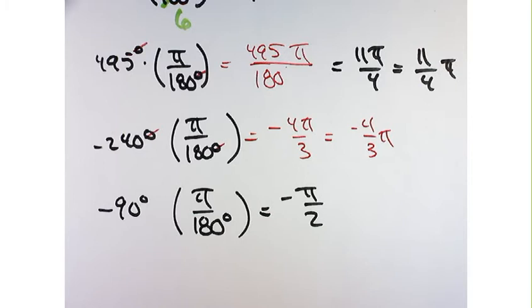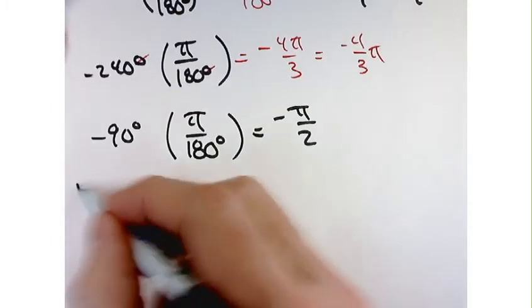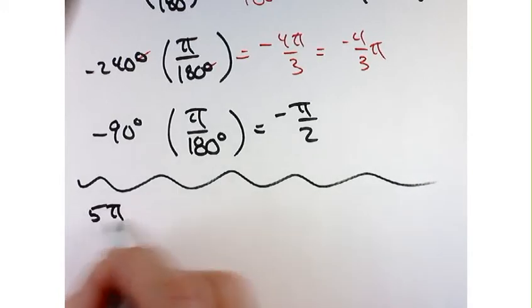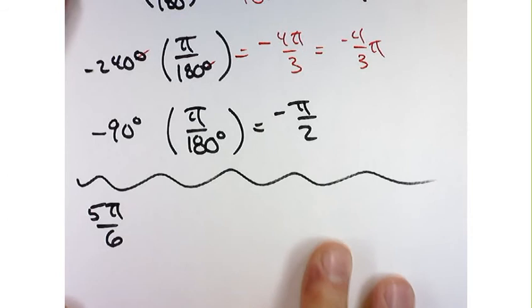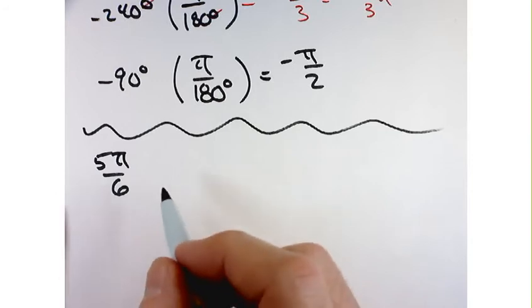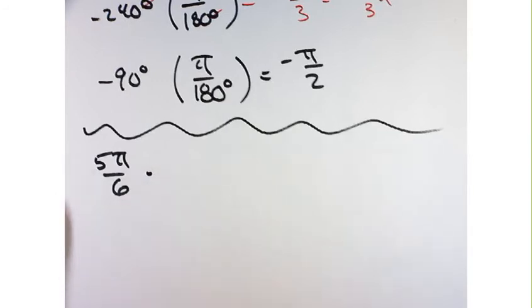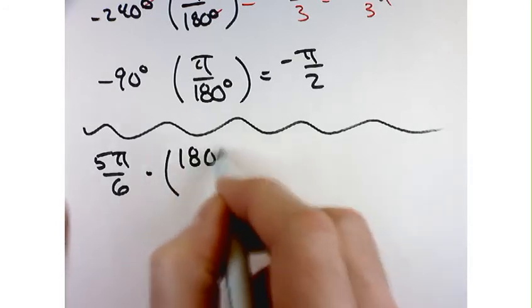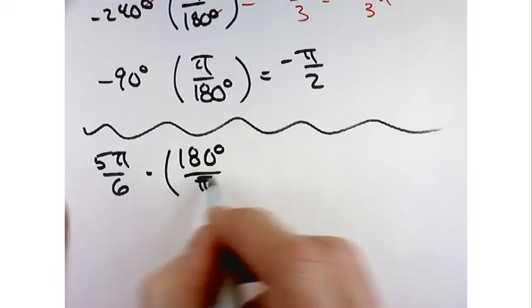Let's try some in the other direction. So for instance, how about this one? Let's try 5 pi over 6. And I want to convert that to degrees. But wait a minute. What do I want to multiply by in this case? 180 over pi. Yeah, 180 over pi. The units that you want to cancel are going to go in the denominator. In this case, that's pi.